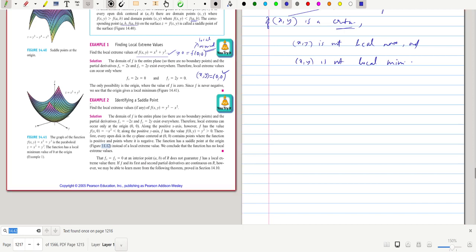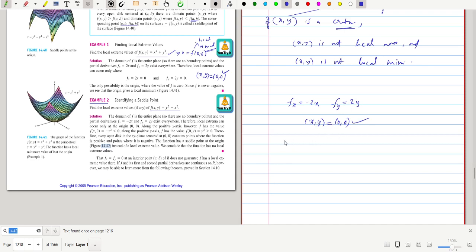Now we can consider example 2. This is an illustrative example for saddle points. f(x, y) equals y squared minus x squared. Now fx and fy will give the same point. Since fx equals minus 2x and fy equals 2y, you get that the only critical point is (x, y) equal to (0, 0). But then this (0, 0) is a critical point.